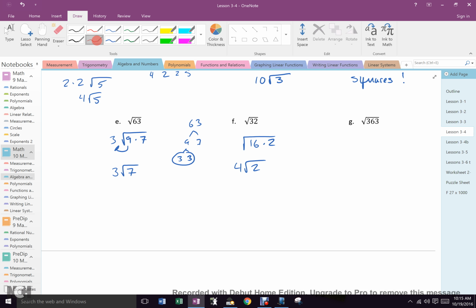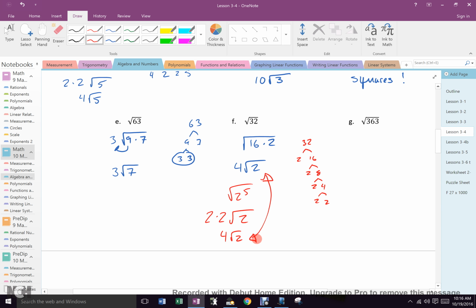Do you have to do it that way? Of course not. Could you do this? 32, 2 times 16, 2 times 8, 2 times 4, 2 times 2. 1, 2, 3, 4, 5, right? So isn't this also the square root of 2 to the 5th? How many groups of 2 can I get out of there? 2. So I get a 2, I get a 2, and I left a 2 under there. 2 times 2 is 4 root 2. Same thing.